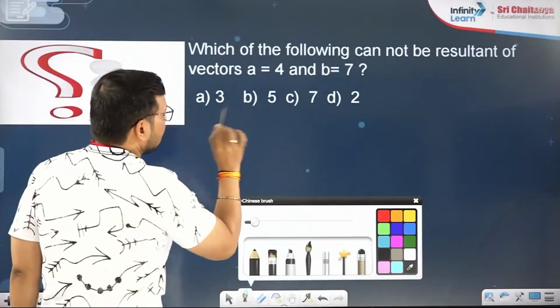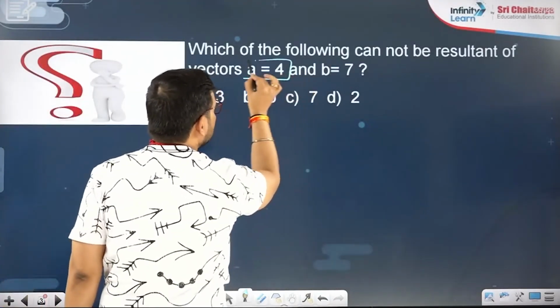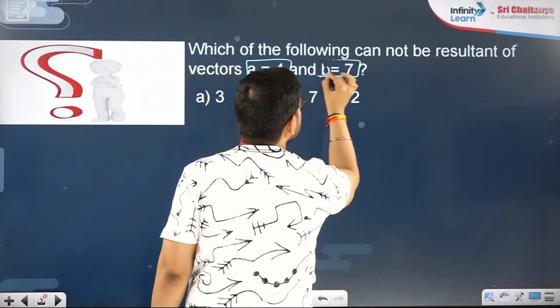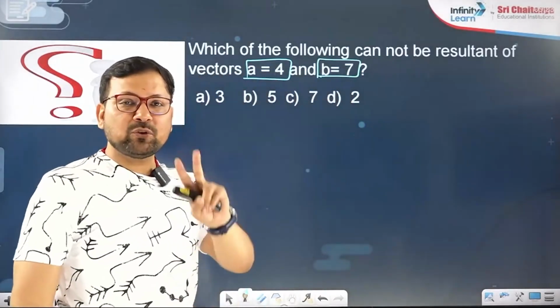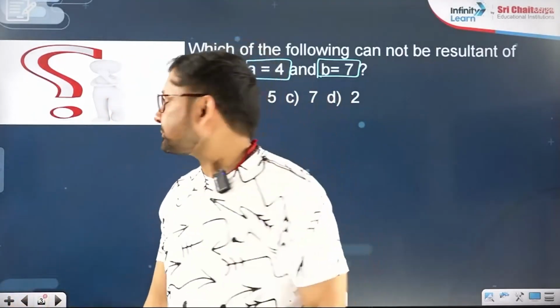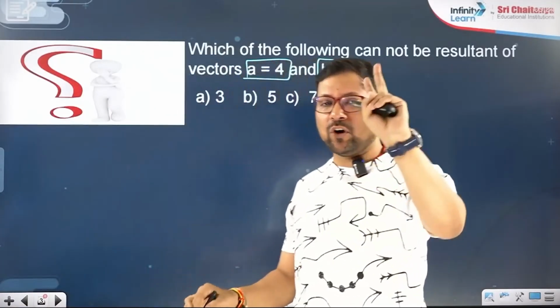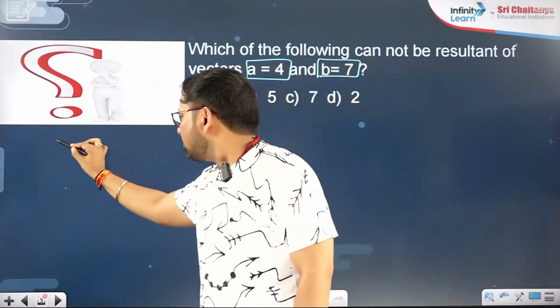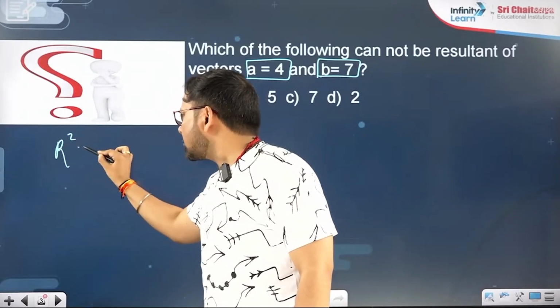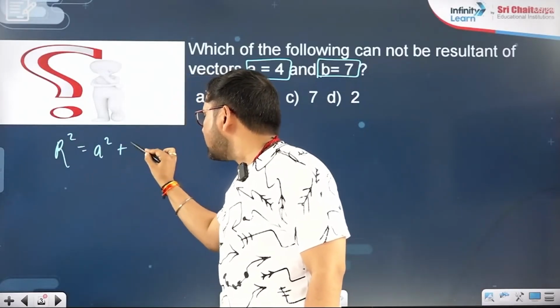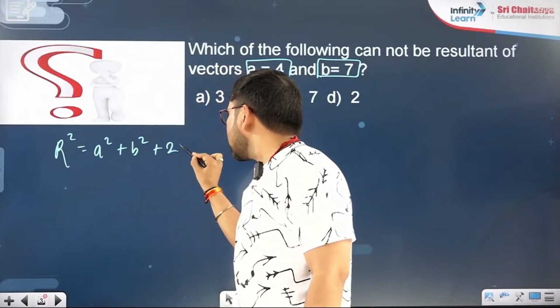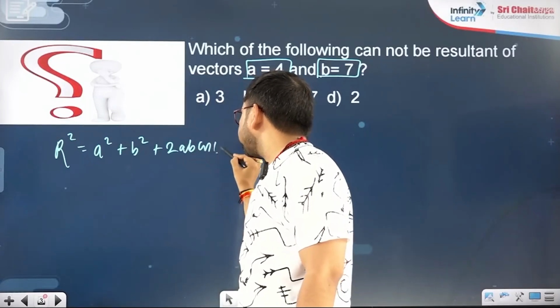How many vectors are there? Focus. Vector A is equal to 4. Vector B is equal to 7. How many vectors we have? 2 vectors we have. That's it. For 2 vectors, just as we have discussed today, for the resultant, parallelogram law. Resultant R square is equal to A square plus B square plus 2AB cos theta.